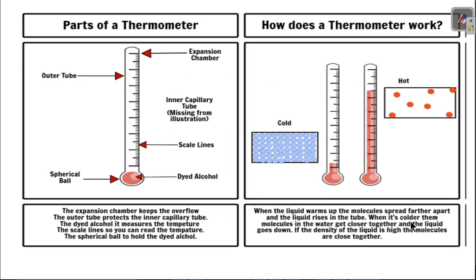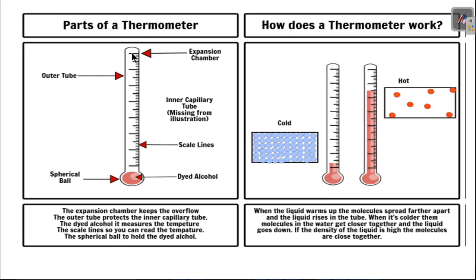Now, thermometers. You know that we use thermometers to look at temperature. What is a thermometer? Well, a thermometer is just a glass container that has a liquid inside of it. Usually it is alcohol that's been dyed. This one is red. Sometimes it's blue, a different color. There used to be mercury, but mercury is poisonous, so we don't make them out of mercury very often anymore. We use dyed alcohol. And then they have all these little lines.